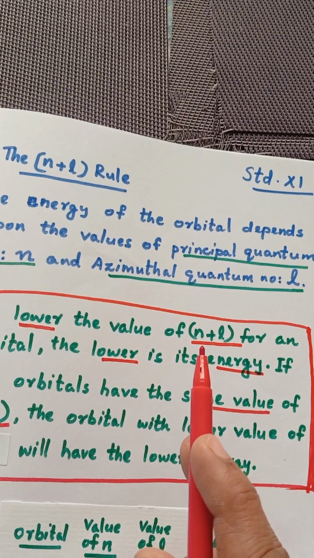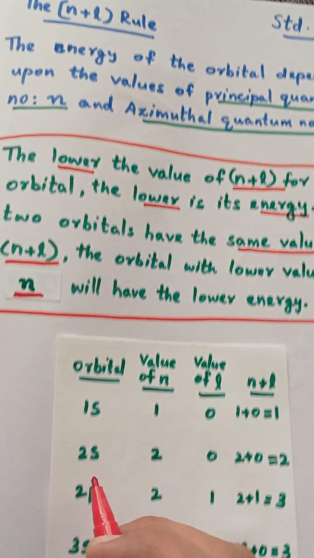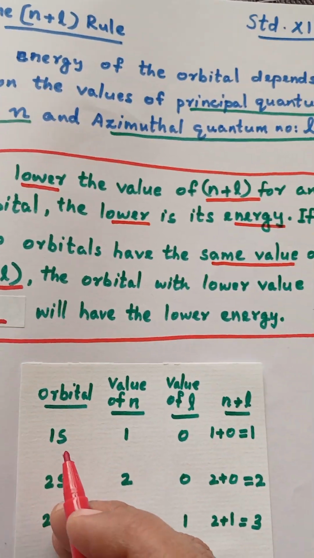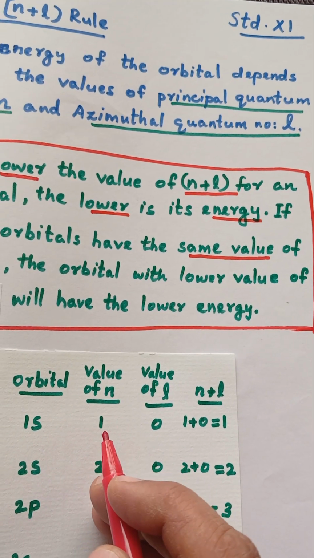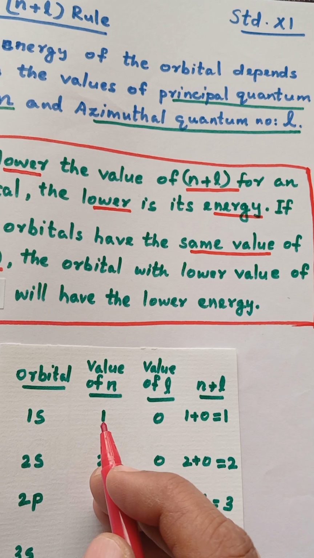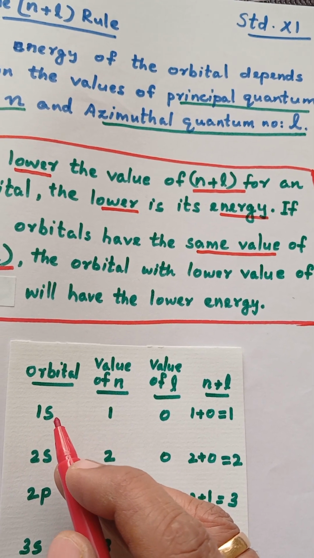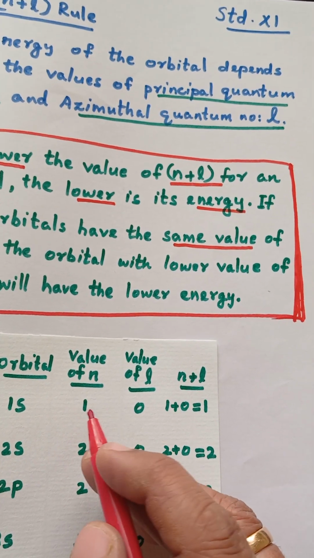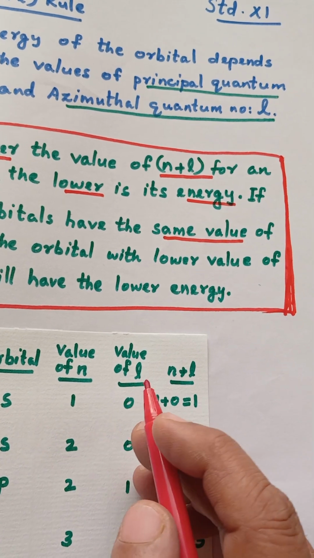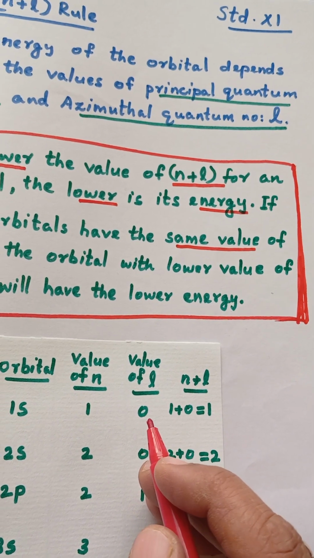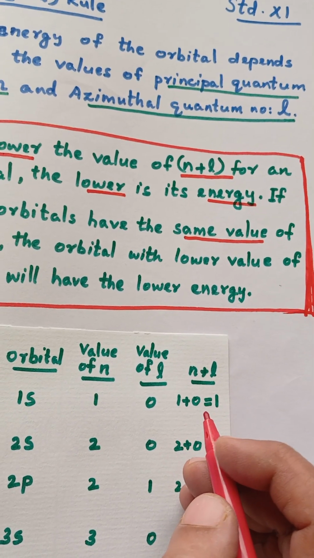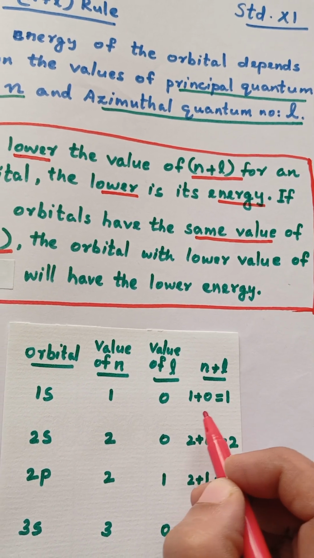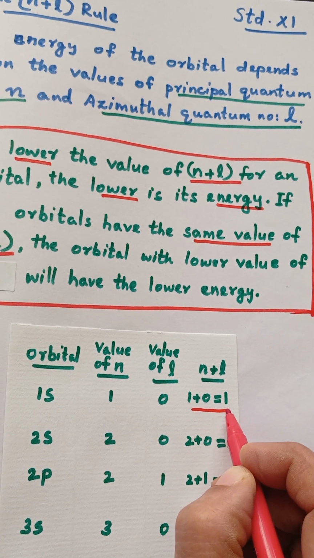Let us just see an example, or just let us look at the orbital 1s. The 1s orbital has a principal quantum number value of 1. That is why we say it 1s. And for s, the value of L will be 0. So we can write the n plus L value as 1 plus 0 equal to 1.